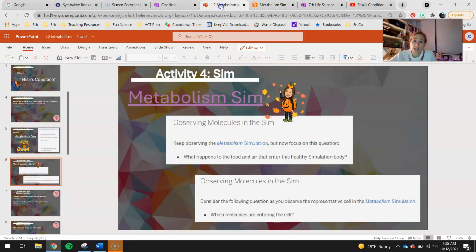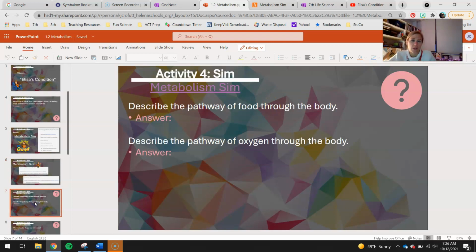So I want you to kind of trace out the pathway of oxygen in your system, and then do the same thing for food as well. Okay, so which pathway does the food take? Okay, and then finally, which molecules are entering the cells? So you guys are going to observe all of those, and then on the next 2 slides, you guys are going to kind of talk about those pathways.